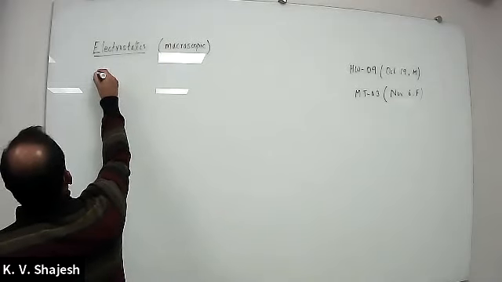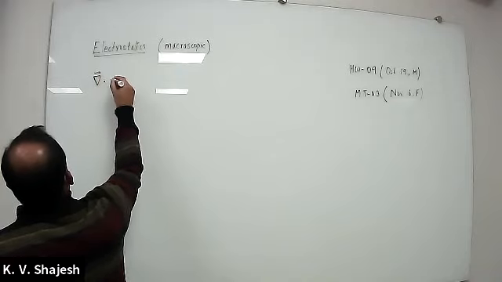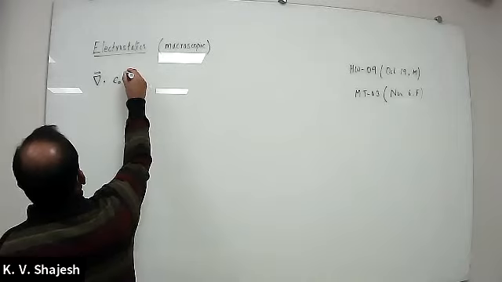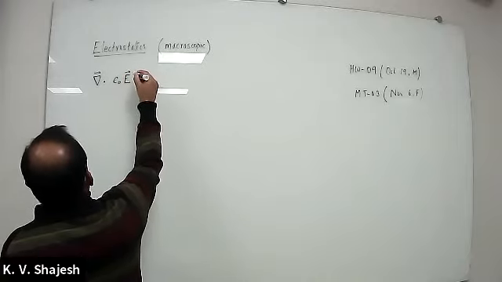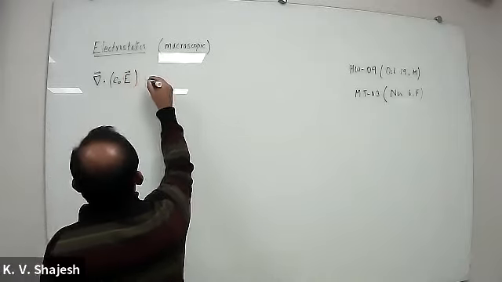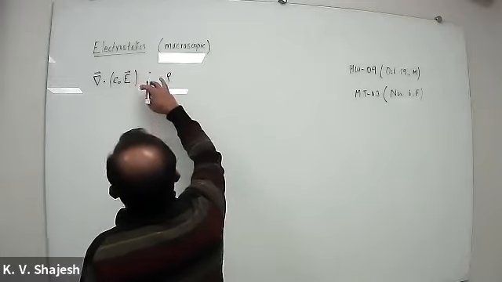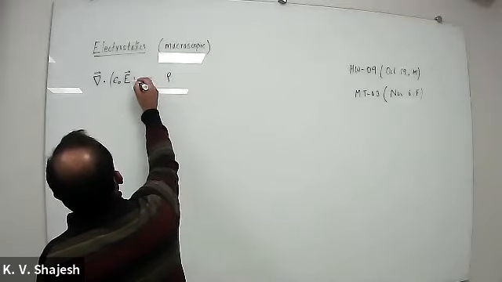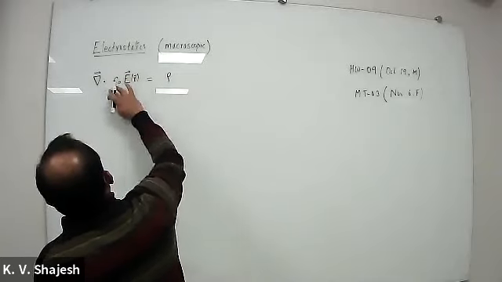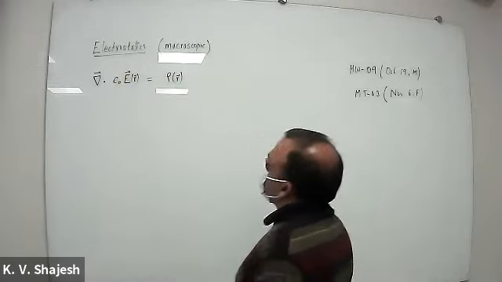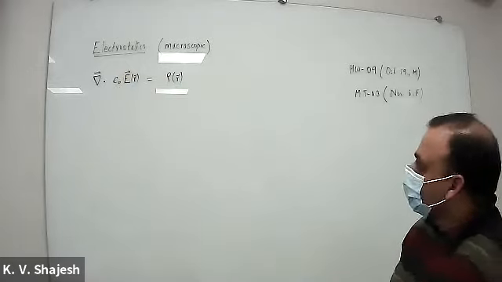So our Maxwell's equation now is del dotted with epsilon naught E. That's equal to the charge itself. This is the charge density, if you want. So charge density contributes to the electric field.